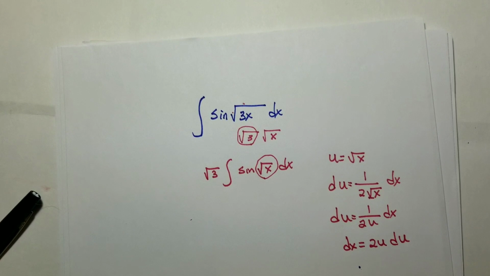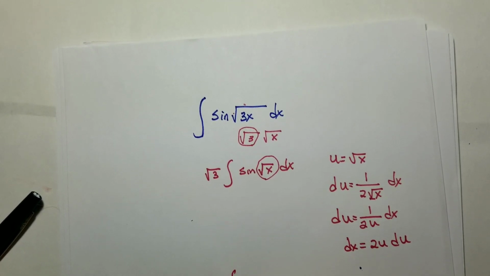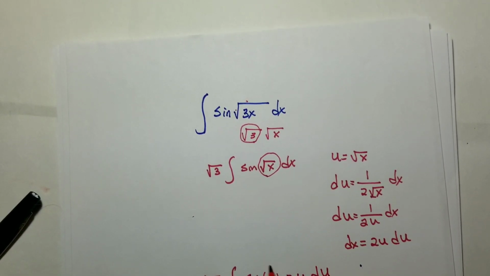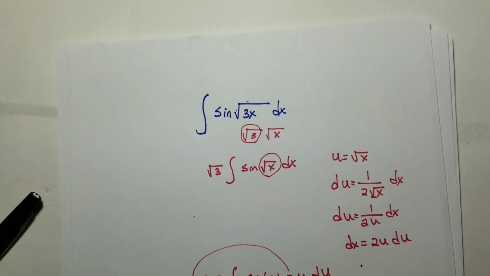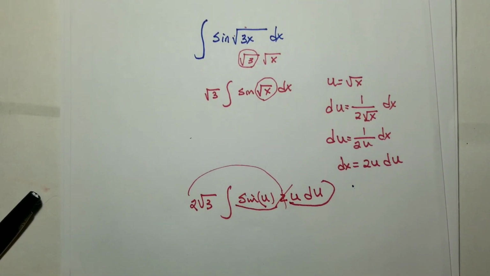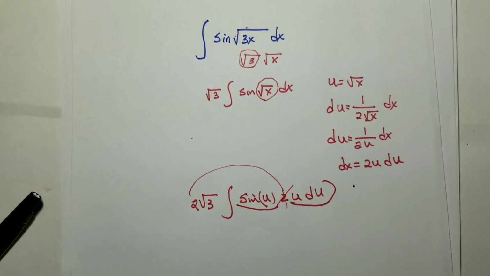This becomes sine of u, but instead of a dx, I put 2u du. I'm going to move that 2 outside, make this one 2 square root of 3. This is an algebraic function, and this is a trig function. I can do integration by parts.